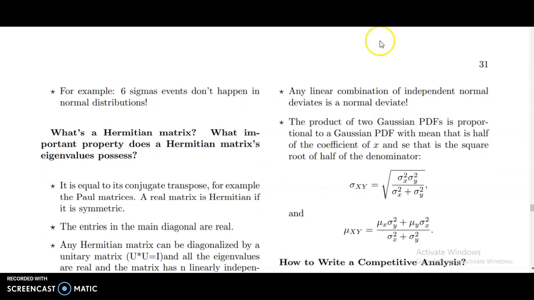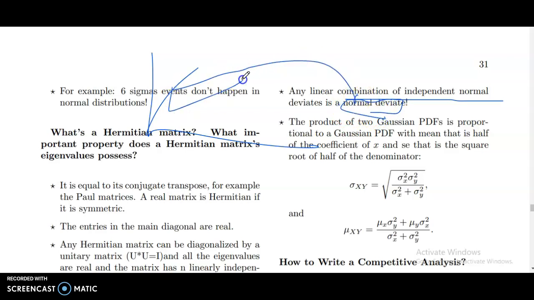Any linear combination of independent normal deviates is a normal deviate. Okay.